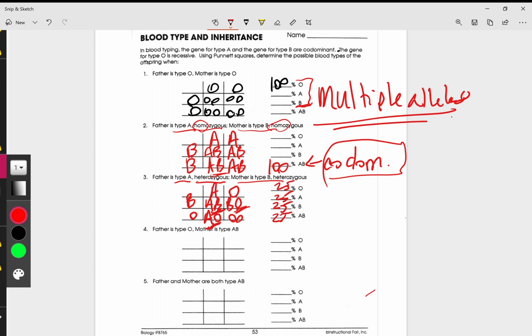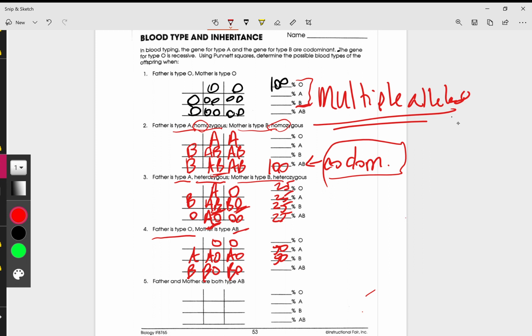Okay. Next one, father is type O. It doesn't have to say homozygous because type O is always going to be OO. Mother is type AB. Again, it doesn't have to say homozygous or heterozygous because that is the blood type with the two alleles that we need. We're going to have AO, AO, BO, and BO. So it is 50% chance to be A blood, 50% chance to be B blood.